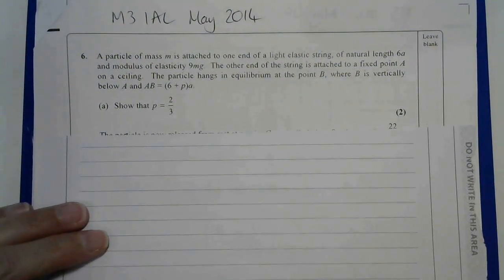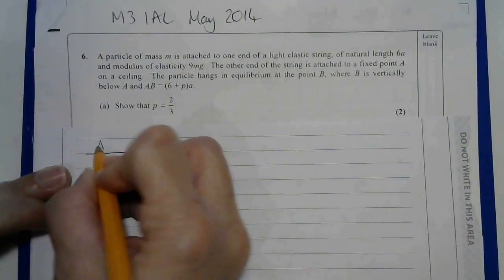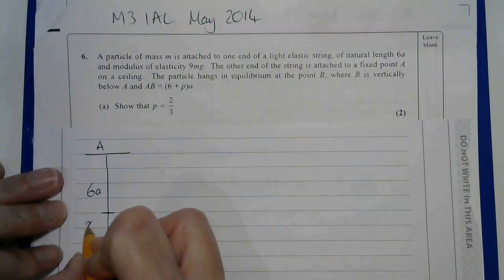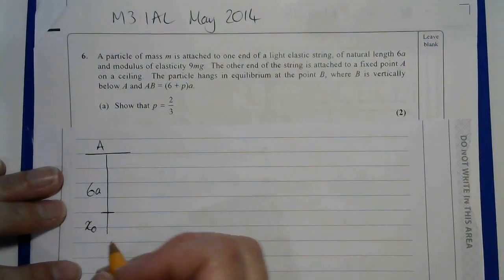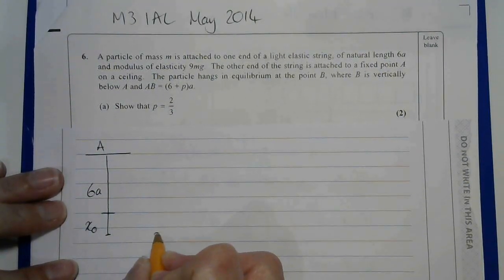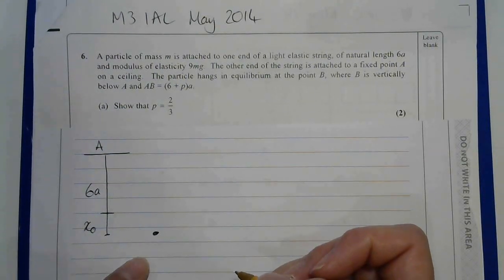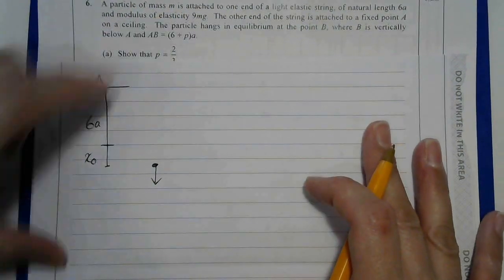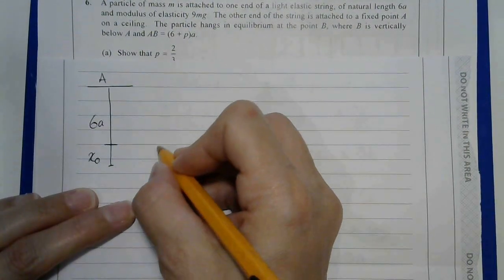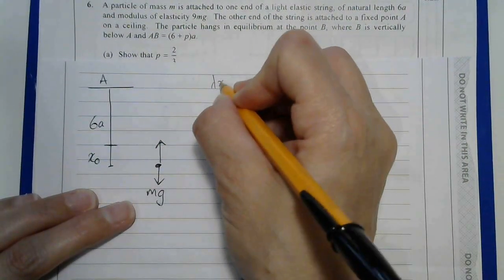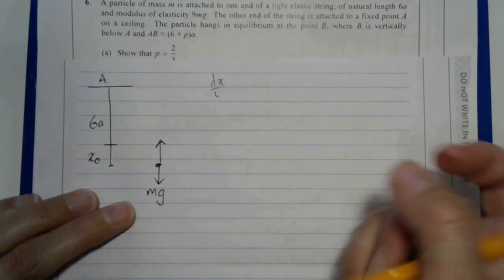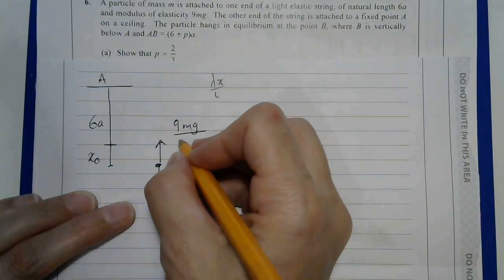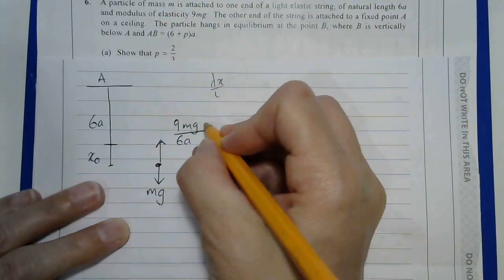So here I'll begin by drawing a diagram of what is happening. I have this fixed point A on the ceiling, the string is hanging down, I'll have the natural length 6a, and then I'll call this extension, as it's hanging in equilibrium, x0, and my particle will be at the bottom here. Separately, I'll draw a diagram that shows the forces acting on the particle. There will be the weight, mg, and the tension upwards, and I'm using the formula lambda times the extension over the natural length for the tension. So lambda, the modulus of elasticity, is 9mg divided by L, which is 6a, multiplied by the extension, which I've called x0.